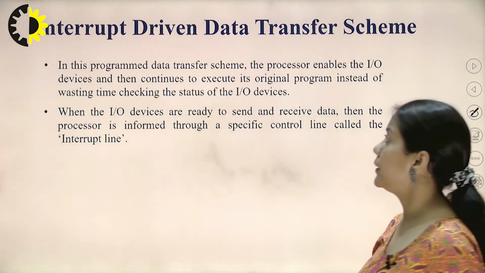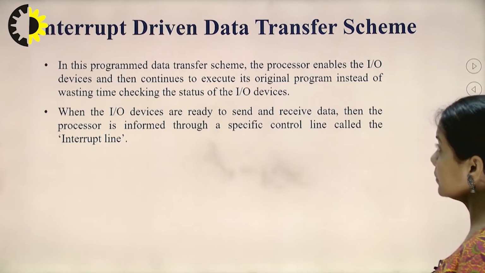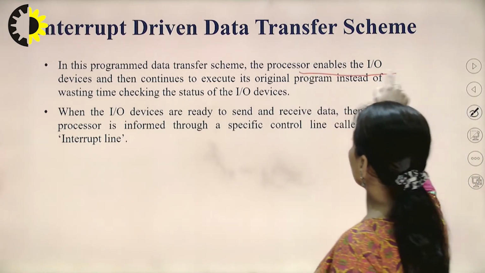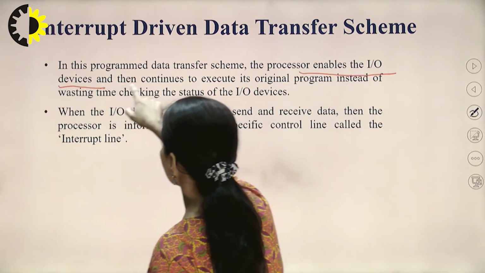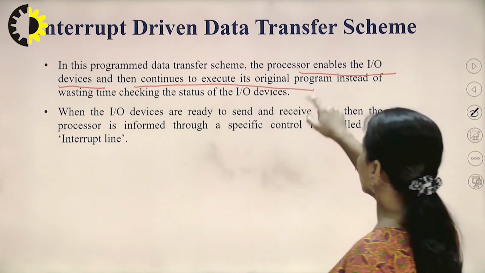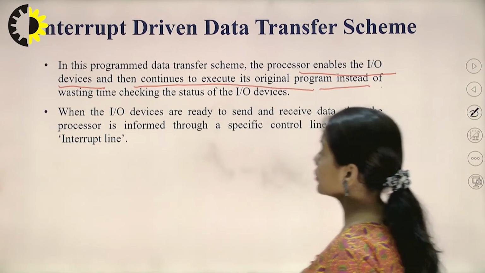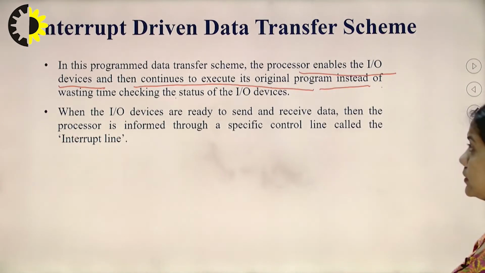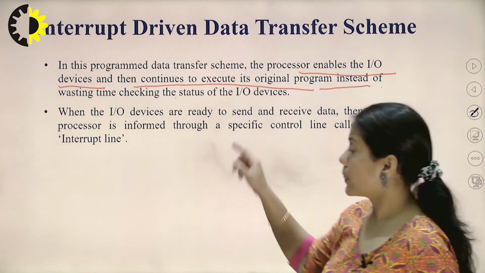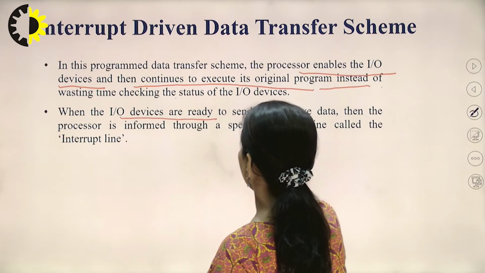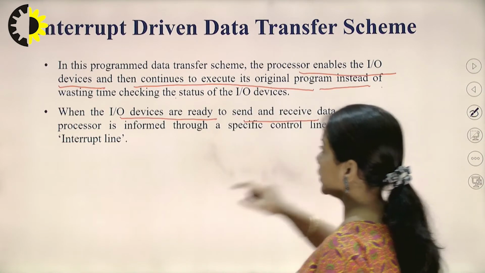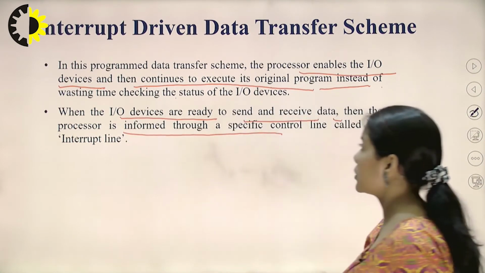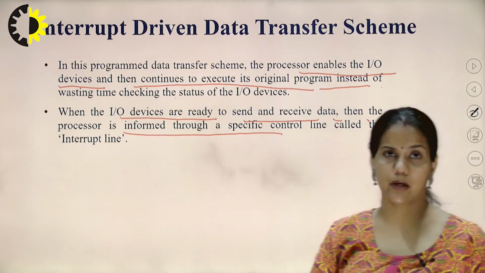Now we talk about the interrupt-driven data transfer scheme. The processor enables the input-output devices and then continues to execute its original program instead of wasting time checking the status of the input-output device. So what will this do? When the input-output devices are ready to send or receive the data, the processor is informed through a specific control line, that is the interrupt line.